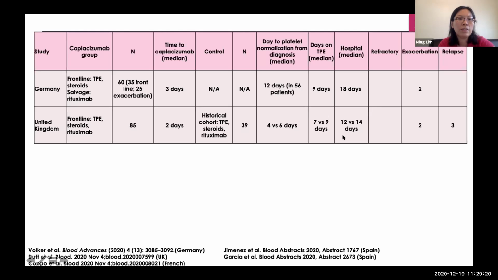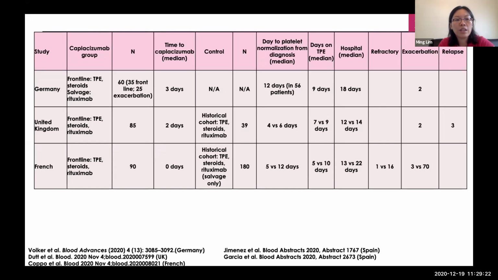Similarly, on the same day that the United Kingdom study was published, the French also published their own study. Same treatment, they had 90 patients, but the French were able to get the drug faster. They started everyone on the day they were diagnosed. And again, their control group was plasma exchange, steroids, and rituximab. They had 180. And as you can see, shorter days to platelet normalization in the eculizumab group, and shorter days with plasma exchange.